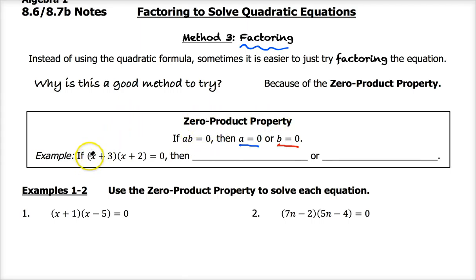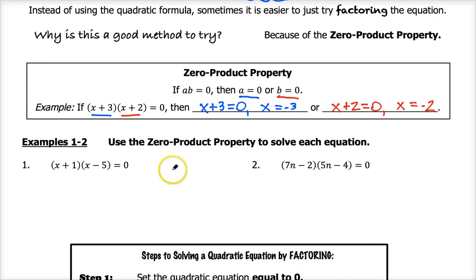So if we apply that to this problem here, and we took the quantity x plus 3 times the quantity x plus 2, and we knew that our answer was 0 when we multiplied these two quantities together, then one of two things has to be true. Either the entire quantity x plus 3 has to be 0, and therefore x would have to be negative 3, or the entire quantity x plus 2 would have to be 0, and therefore x would have to be negative 2. So it gives you two possibilities for x. And so we're going to use this property combined with factoring to allow us to solve certain quadratic equations.